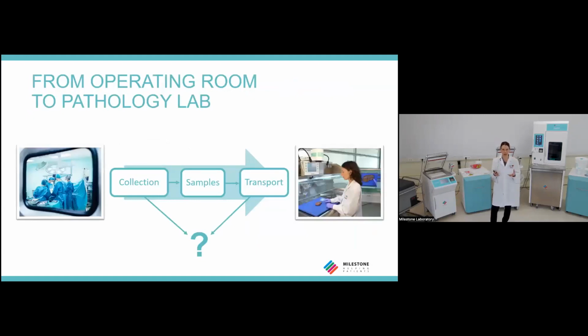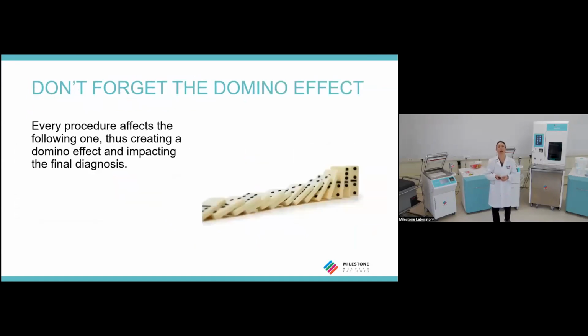The collection of the specimen, that starts from the moment when the tissue is extracted from the human body up to the transportation to the pathology lab. What we have to remember, considering that to arrive at the final diagnosis there are several steps, is first of all the domino effect. Each step will affect the quality of the following one.